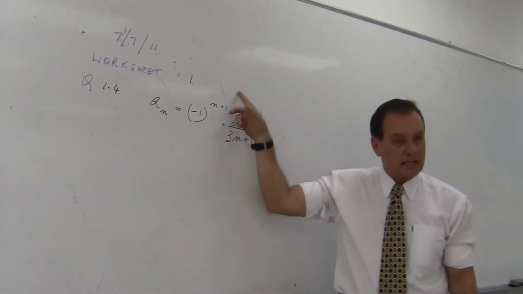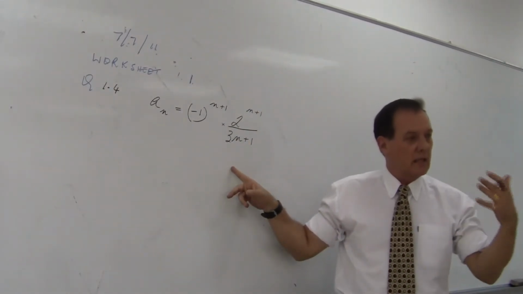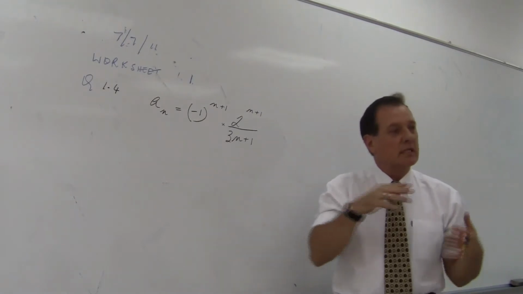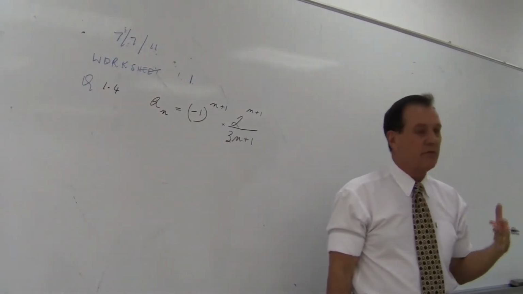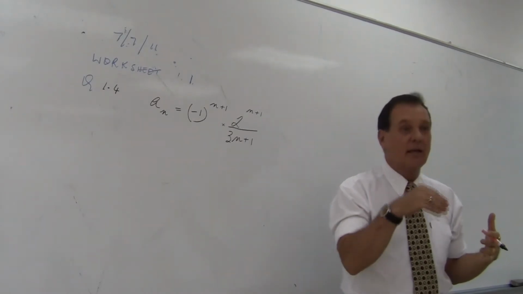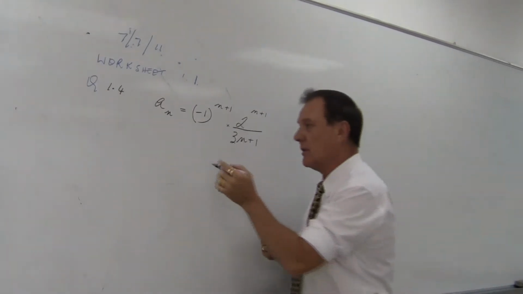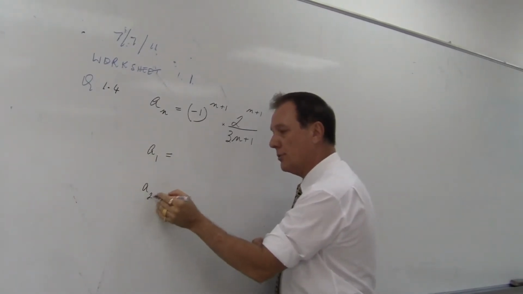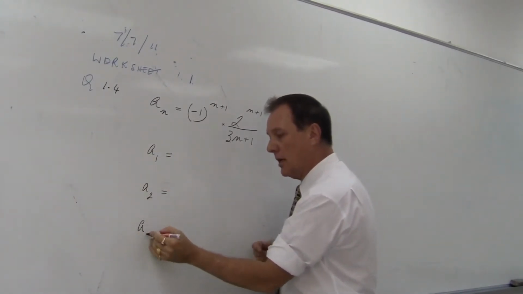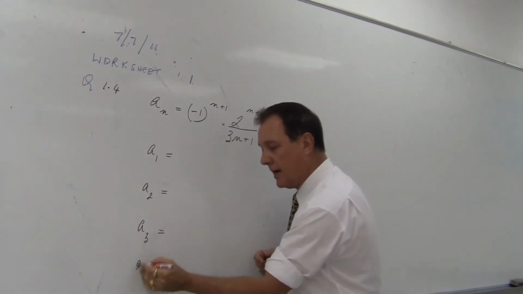Here we'll just calculate something numerical like we did in the last couple of problems. But it's the same procedure. We just replace the n by 1, 2, 3 and 4 respectively and then calculate. Alright, so here we go. A1, A2, A3, A4.